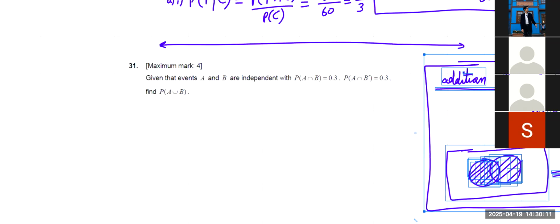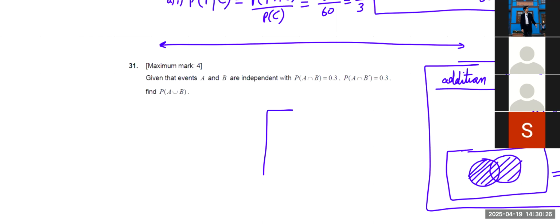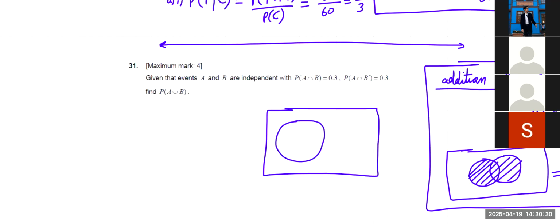Now, given that these two events are independent of each other, and we are told the probability of A intersecting with B and the probability of A intersecting with not B. Let me show you what this means on a Venn diagram. If this is A and this is B, A intersecting with B is 0.3, which means that we have a little 0.3 sitting here, right?